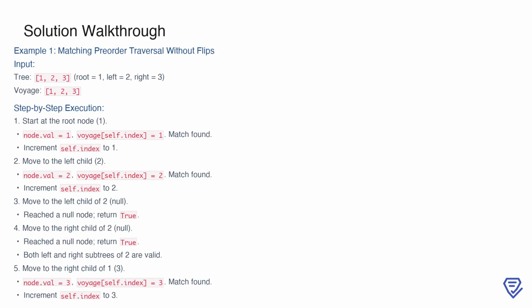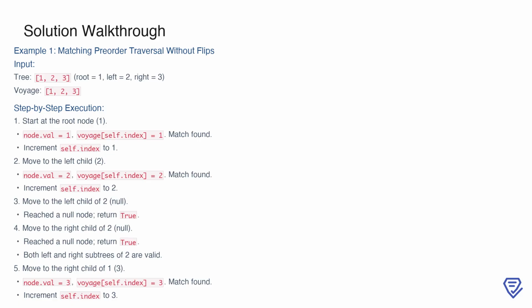Here, we start with the first example where the binary tree matches the preorder traversal without requiring any flips. The tree has a root node with value 1, a left child with value 2, and a right child with value 3. The voyage provided is 1, 2, 3, so we begin by checking the root. The value of the root node matches the first value in the voyage. We then increment the index in our voyage to move forward.